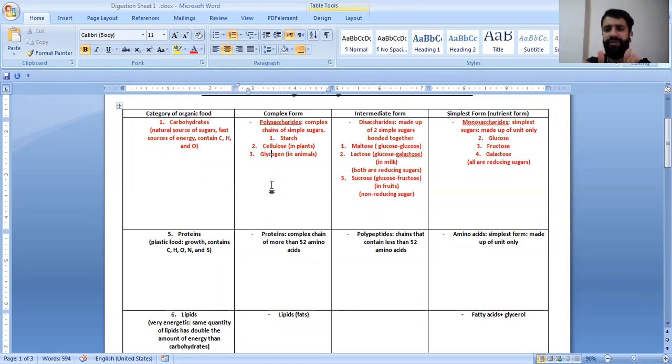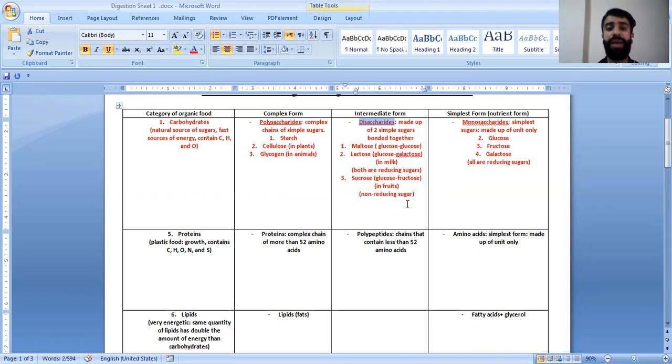Intermediate, it's half and half. Intermediate is the disaccharide. Di means two. So disaccharides are two simple sugars bonded together, connected to each other. Like maltose, you have to know this. It's glucose and glucose bonded together. You have to study that maltose is glucose and glucose connected to each other.